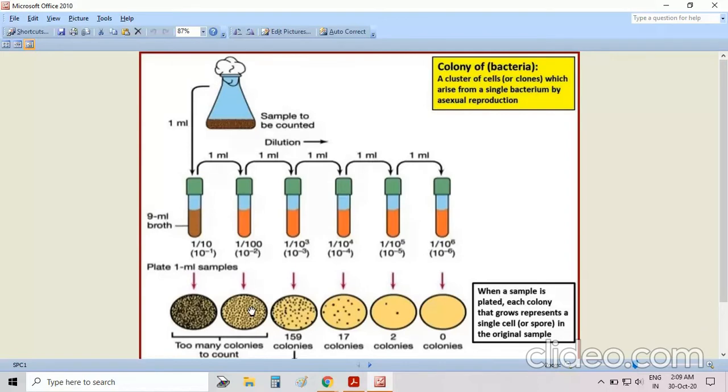Number is too high means what? If the number of colonies is greater than 300, then we say the colonies are too many, and we reject that. So what should we select? When the number of colonies is greater than 30 and less than 300, only then do we select that petri dish. Now you can see in the third petri dish, the number is in the range. It is greater than 30 and less than 300. So that is correct.